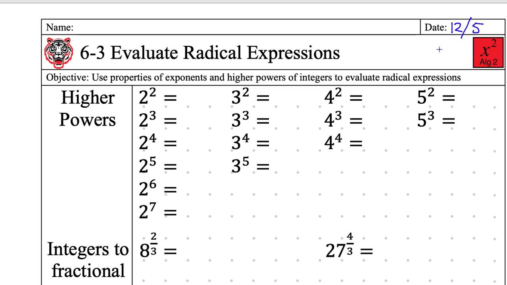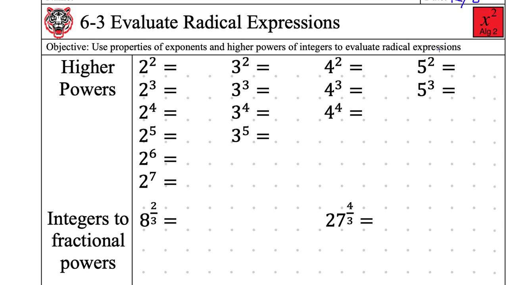Quiet raised hand for the objective. Caroline got it first. Use properties of exponents and higher powers of integers to evaluate radical expressions. So we're using all the stuff that we've learned now to evaluate things. In order to do these, it helps to know what your higher powers are.